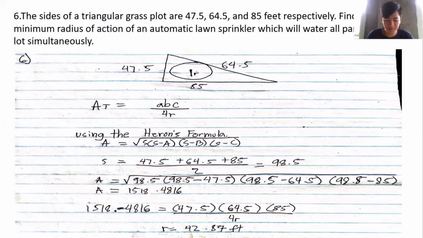S is equal to 47.5 plus 64.5 plus 85 over 2, which is 98.5. A is equal to the square root of 98.5 times 98.5 minus 47.5 times 98.5 minus 64.5 times 98.5 minus 85. A is equal to 1,518.4816. 1,518.4816 is equal to 47.5 times 64.5 times 85 over 4 times the radius. Radius is equal to 42.87 feet.